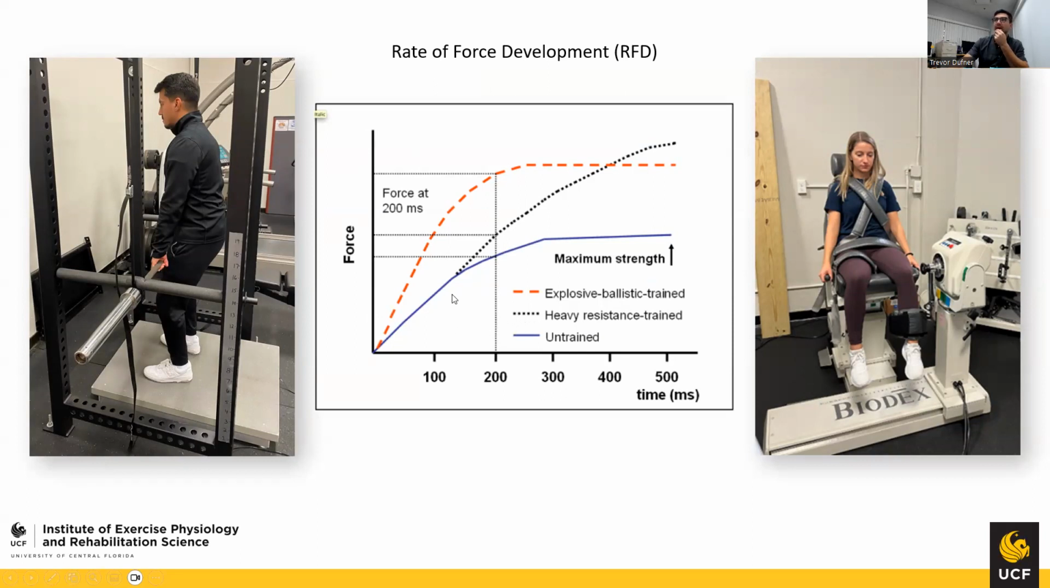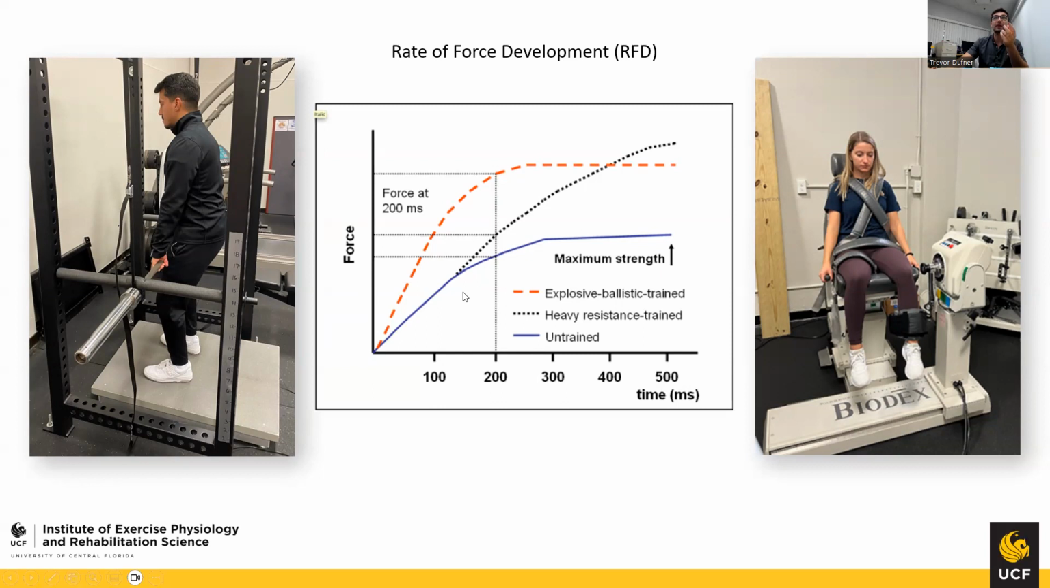So if we're looking at this, we can see the person in red, who is doing explosive ballistic training, compared to somebody who does heavy resistance training or is untrained. They can produce force at a much higher capacity, much faster. So their rate of force development is higher, which makes sense. If they're ballistically trained, they're used to being explosive, they've trained their body to produce force really, really fast. Now, if you're heavily resistance trained, you don't usually move weight as fast as you possibly can.